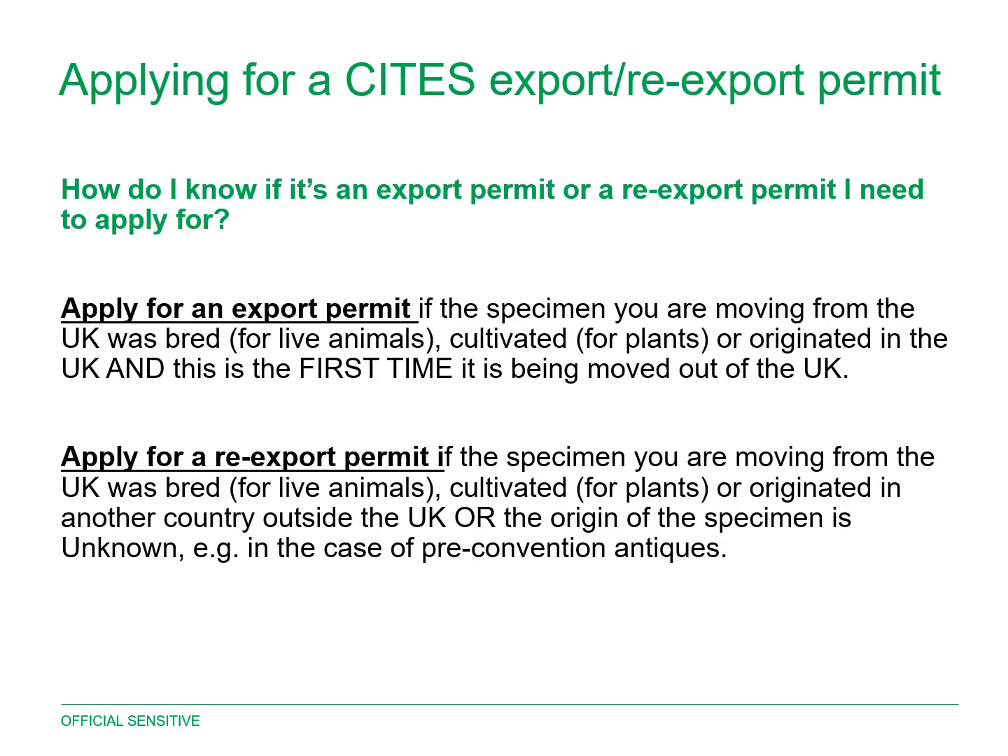If you do not know whether it is an export permit or a re-export permit you need to apply for, you need to apply for an export permit if the specimen you are moving from the UK was bred, for live animals, cultivated for plants, or originated in the UK, and this is the first time it is being moved out of the UK. You need to apply for a re-export permit if the specimen you are moving from the UK was bred for live animals, cultivated for plants, or originated in another country outside the UK, or the origin of the specimen is unknown, for example, in the case of pre-convention antiques.